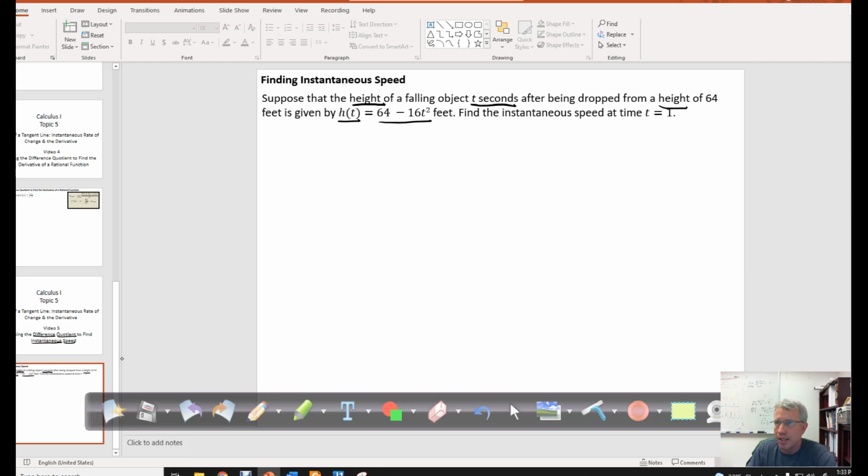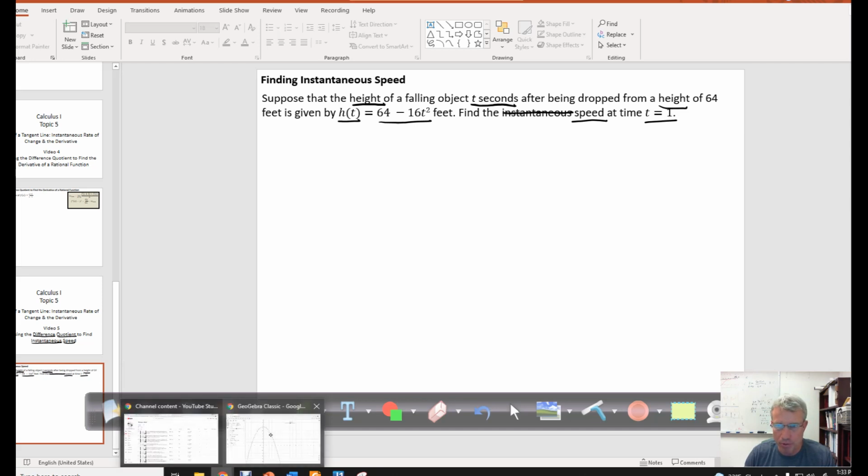And it says find the instantaneous speed, or speed. If you don't say average speed, then you assume that it's talking about instantaneous speed. We want to find the speed at which the object is falling 1 second after it's been dropped.